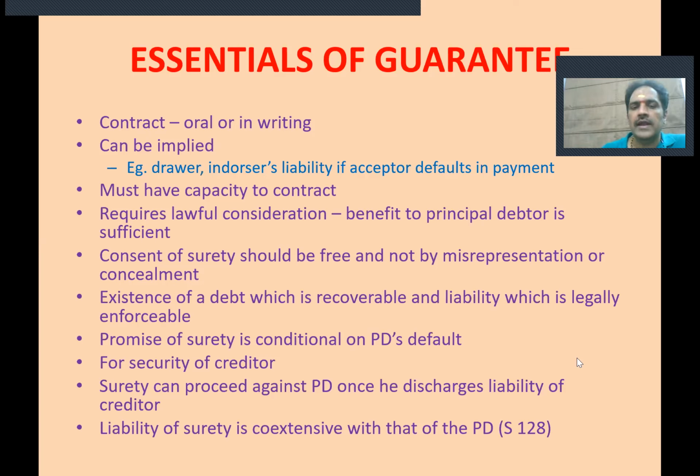Otherwise, for what you are standing a guarantee for. Then the promise of surety is conditional on the principal debtor's default. Then it is intended for the security of the creditor. Then the surety can proceed against the principal debtor once he discharges his liability to the creditor. And the liability of the surety is coextensive with that of the principal debtor. That is, the liability will be there as long as the principal debtor is liable, the surety will be liable. The moment the principal debtor's liability is over, the surety will no more be liable. So this liability is coextensive with that of the principal debtor.